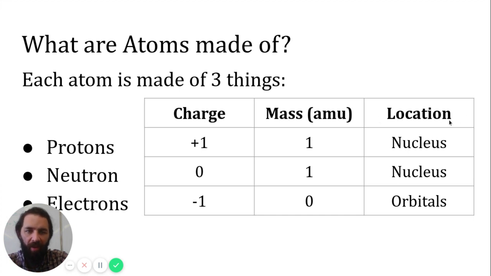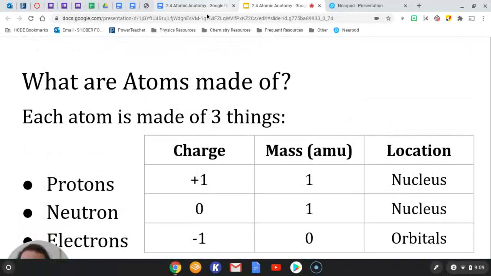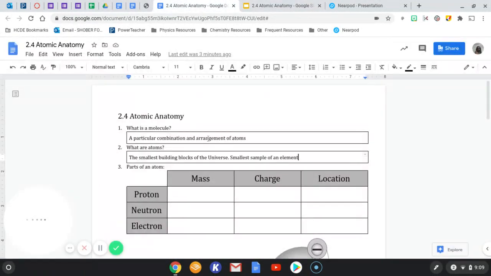And then the last thing is, where do we find it? Maybe you know what a nucleus is. Maybe you're thinking about cells. Maybe you have no idea what I'm talking about. We're going to get to that in a second, okay? Protons and neutrons, we can find them in the nucleus, and electrons are in the orbitals. Before I explain what all that means, we're going to use that to fill in the next little table on our worksheet. So we're going to come back over here.